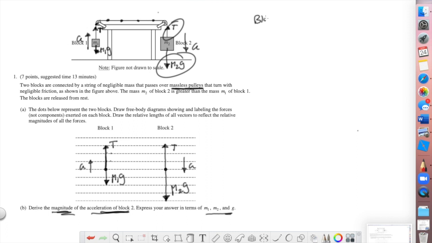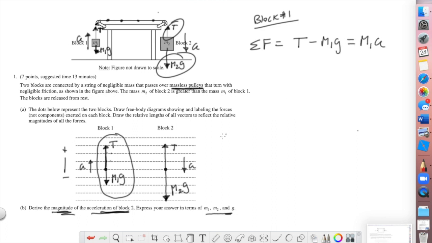So let's consider block number 1 first. For block number 1, we're going to sum the forces, paying attention to sign conventions. So for block 1, let's make the direction of the acceleration positive. So we're going to say up is plus and down is minus. So our summing of forces will be T minus M1G. Sum of the forces always equals MA. So that'll equal M1A.